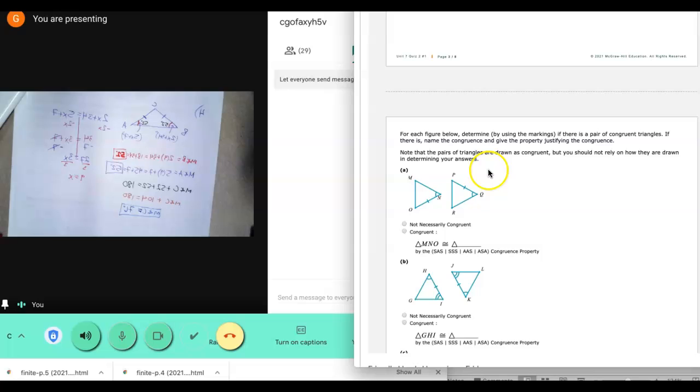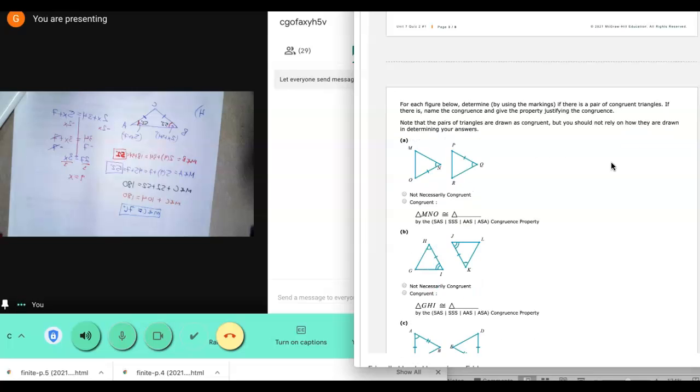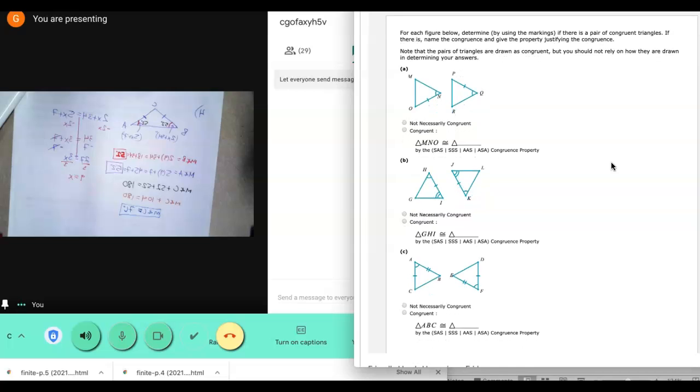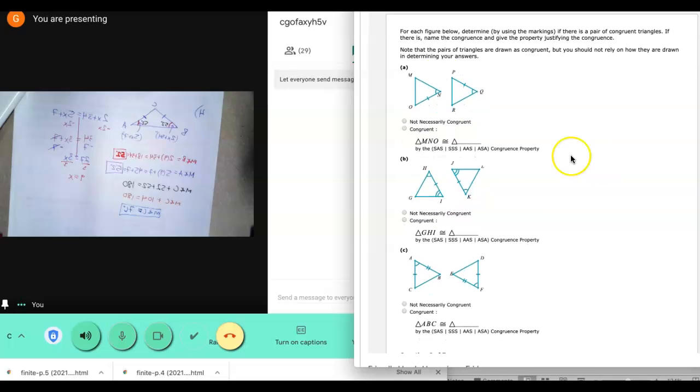For each figure below, determine by using the markings if there's a pair of congruent triangles. If there is, name the congruence and give the property justifying the congruence. Well, remember these? This is like, do any of the congruence theorems that we've looked at apply here? I'm going to just kind of side note this. Triangle congruence theorems.